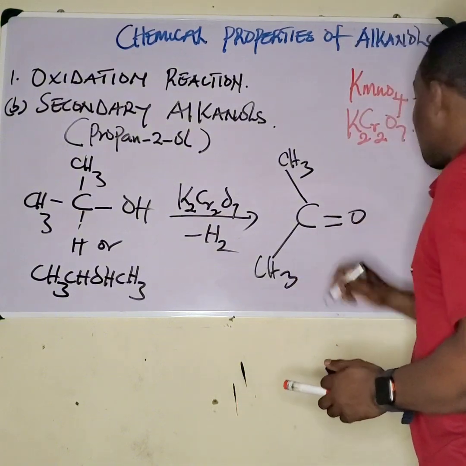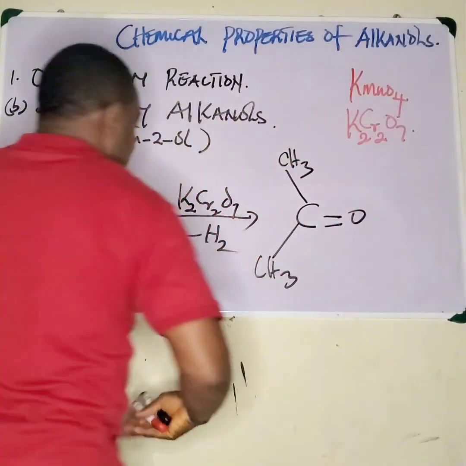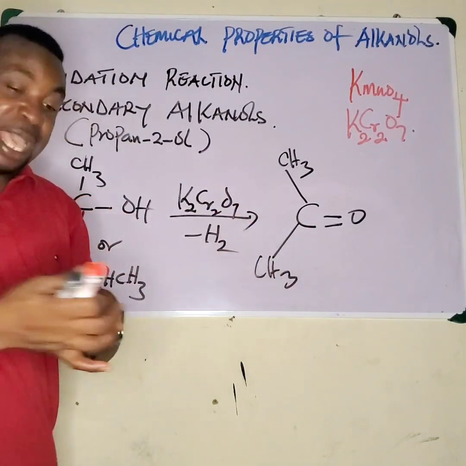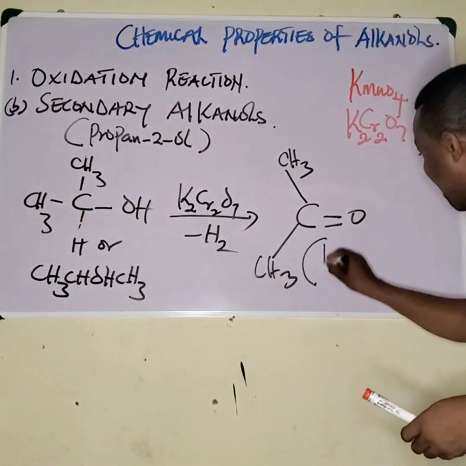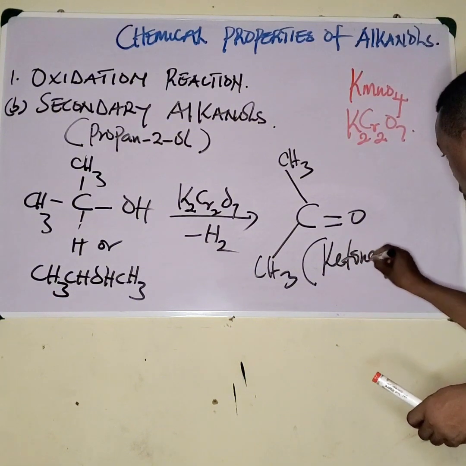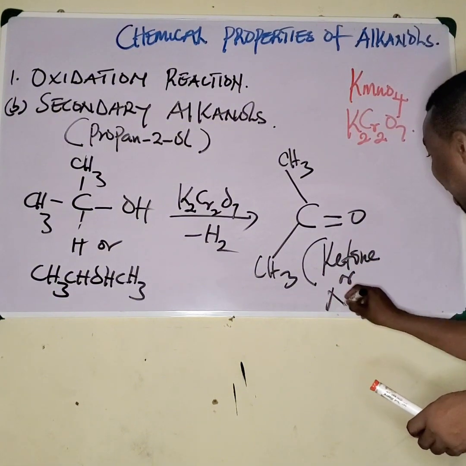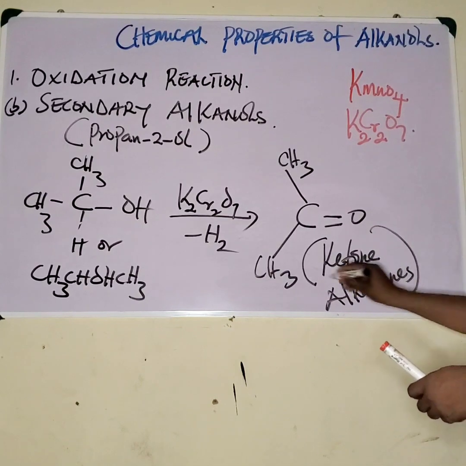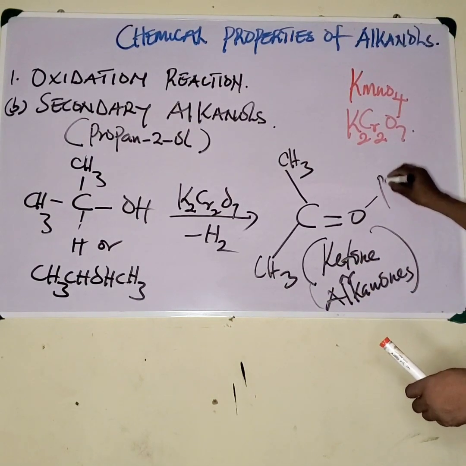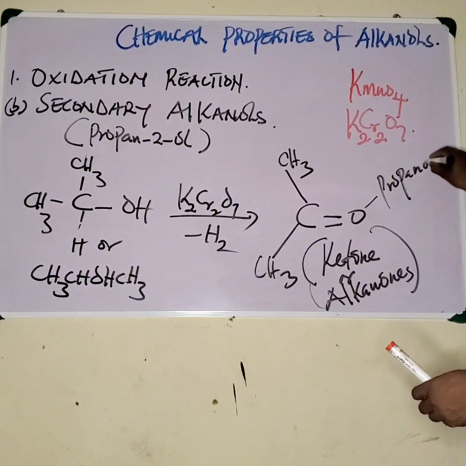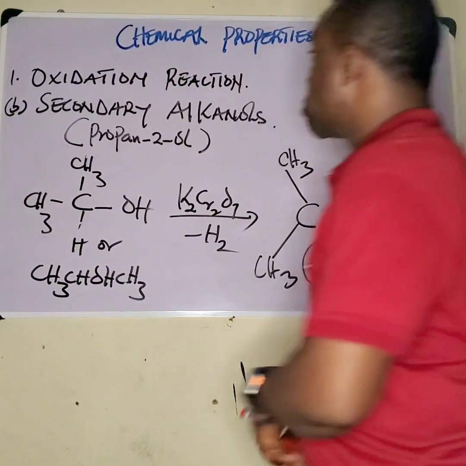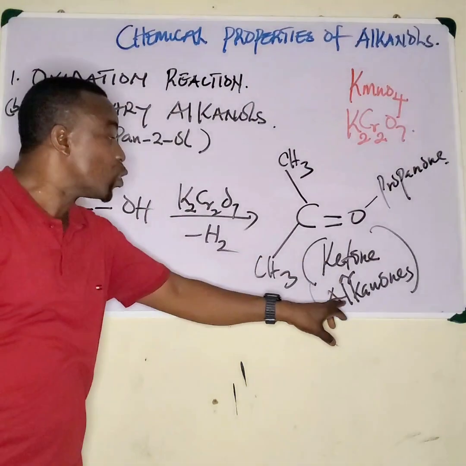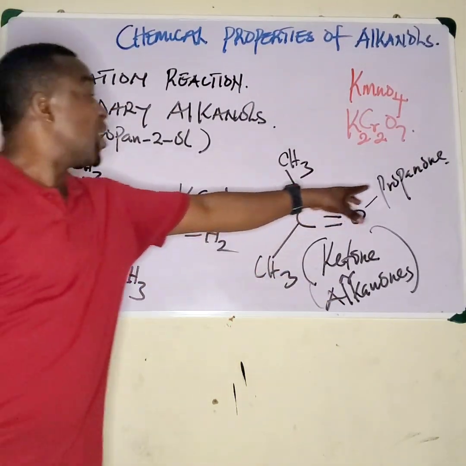And that is why we say that their corresponding alkanones will be formed. So this is propanone. And this propanone is under ketone. We call them ketones, or we call them alkanones. So this is propanone. So that is the compound formed. So secondary alkanols are oxidized to their corresponding ketones or alkanones, and propanone is formed.